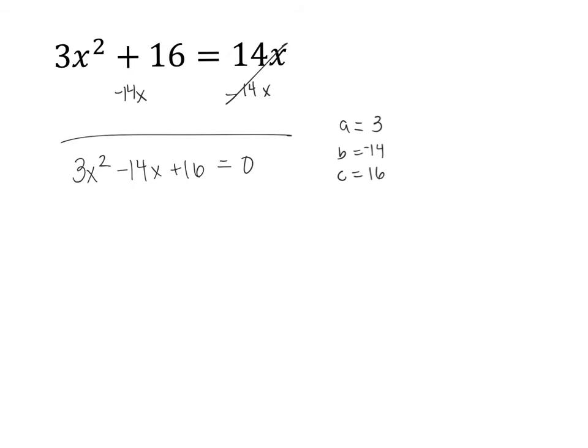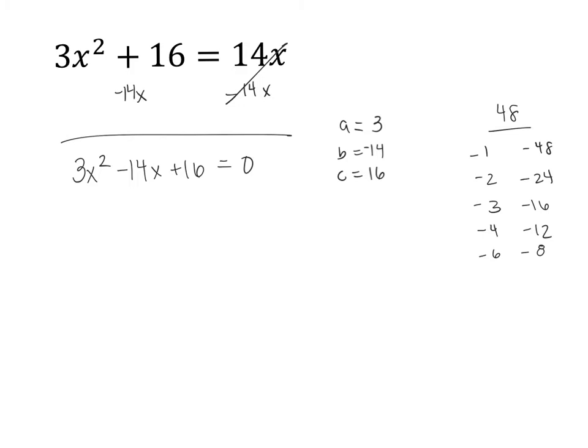Okay, now that I've done that, I can go ahead and multiply A times C, and in this case, 3 times 16 is 48. Once again, we have a positive A times C, but a negative B, so all I'm going to do is list the negative factors. My negative factors include negative 1, negative 48, negative 2, negative 24, negative 3, negative 16, negative 4, negative 12, and negative 6, and negative 8.